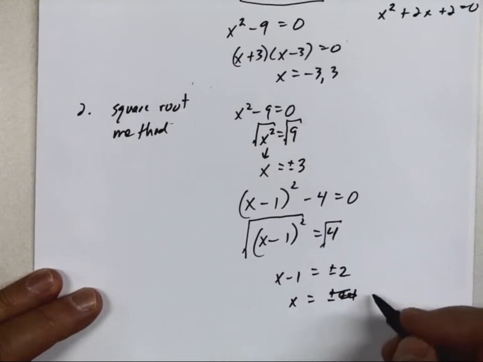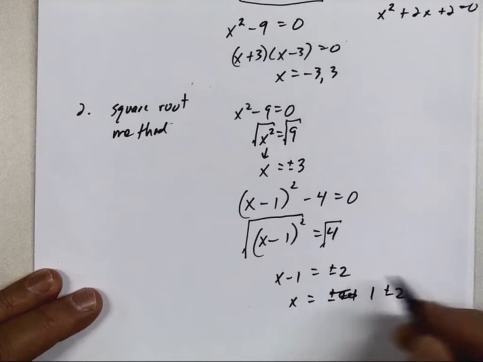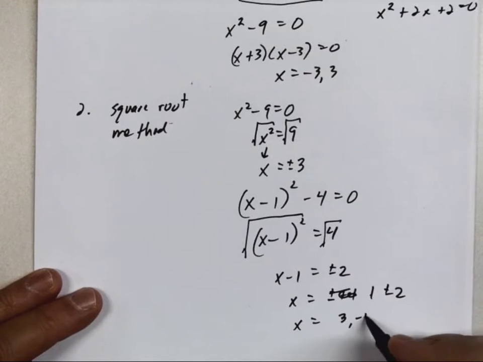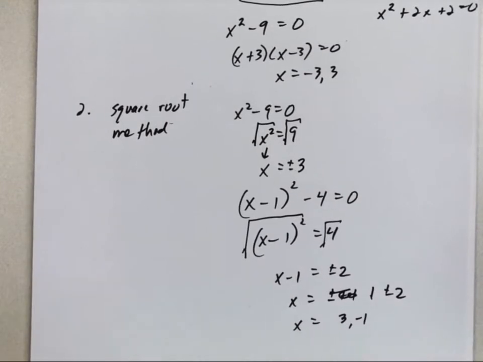Whoops. 1 plus or minus 2. Add 1 to both sides. So then you get two solutions. 1 plus 2 is 3. 1 minus 2 is -1. And there you go.